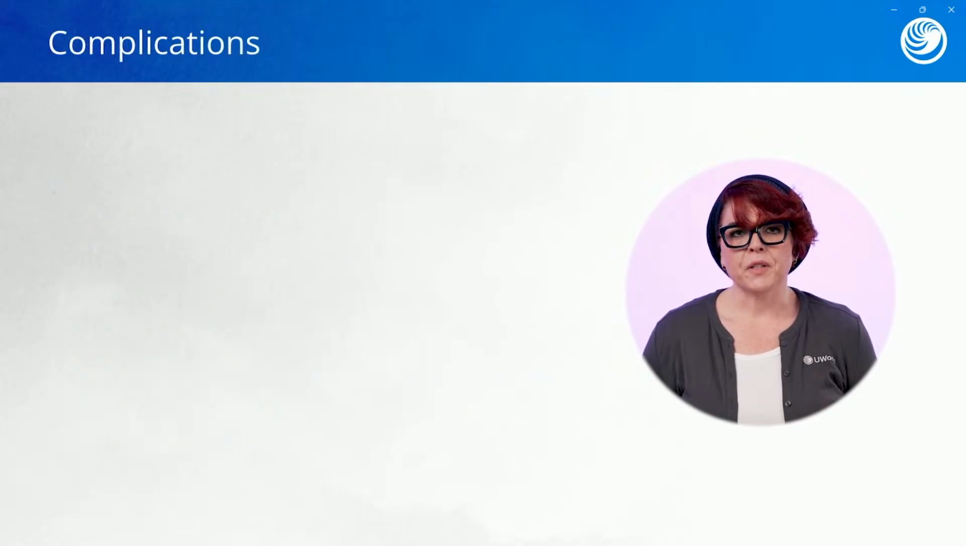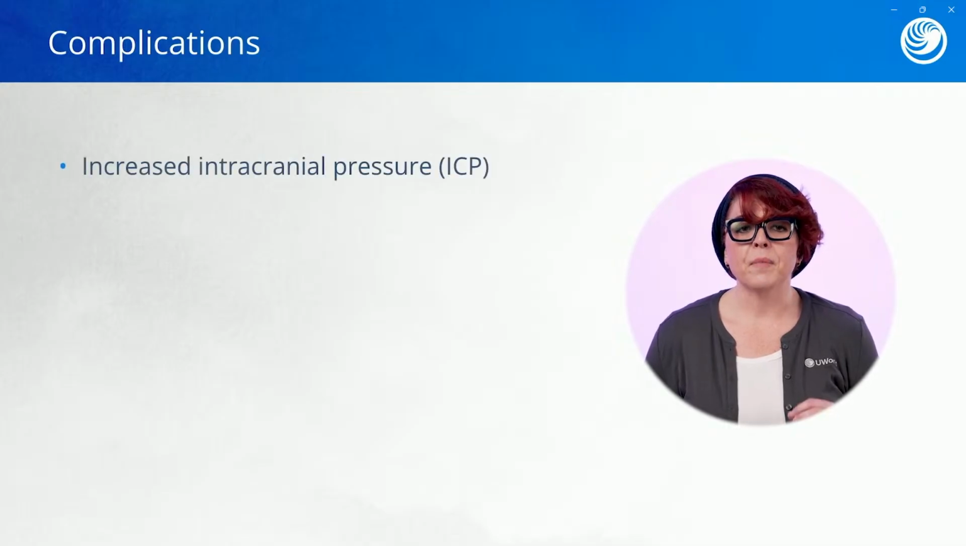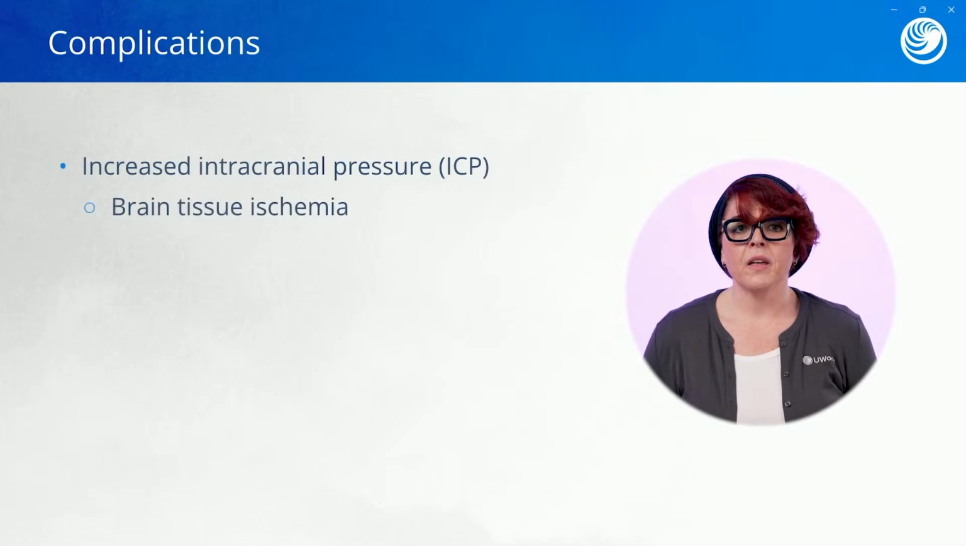What are complications? This is what we're protecting our patients from and how you are a safe new grad nurse. We're protecting them from increased intracranial pressure. Think of brain tissue ischemia. What is ischemia? Lack of blood flow. So we're thinking of damaged brain tissue.